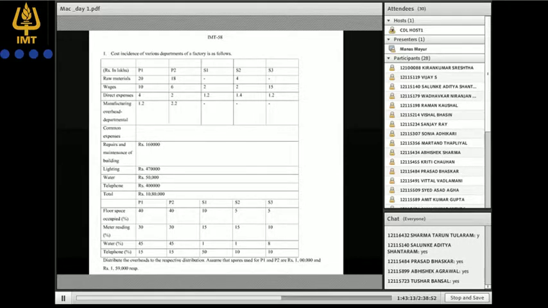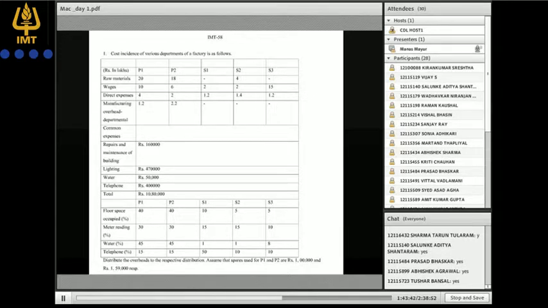Now they are direct in nature, so you can tell how much raw material cost there is for P1, how much of the raw material cost is there for P2. Similarly, wages also are direct in nature, so you can easily calculate. Direct expenses are also direct in nature, so you have figures for all these departments. Then manufacturing overhead, which is direct in nature, again you have got information on a department basis.